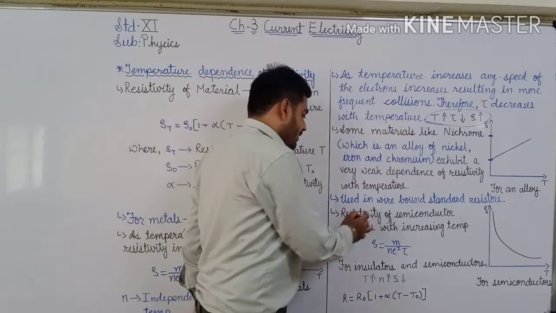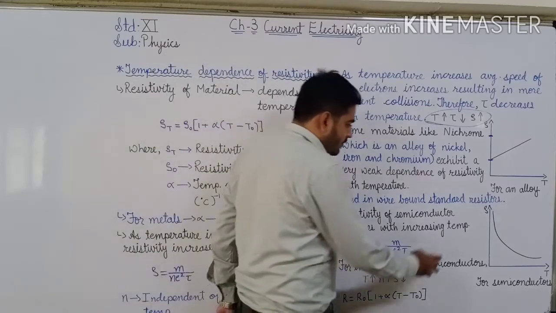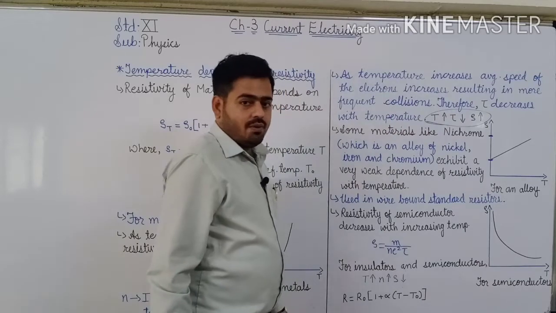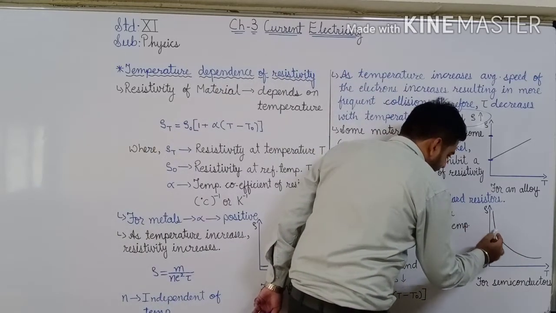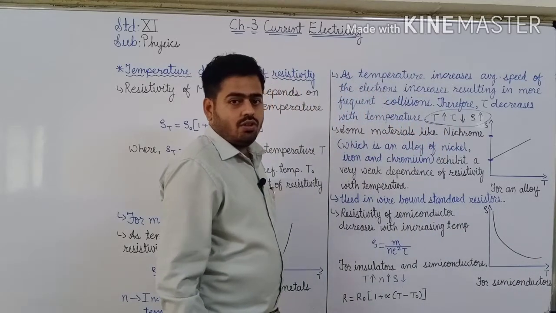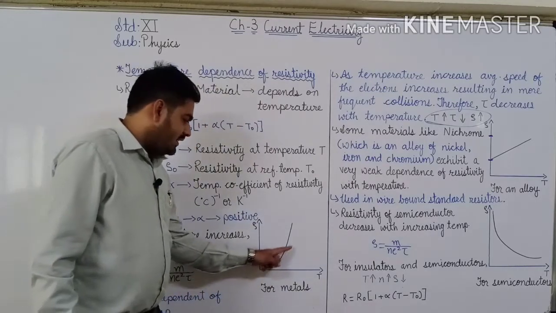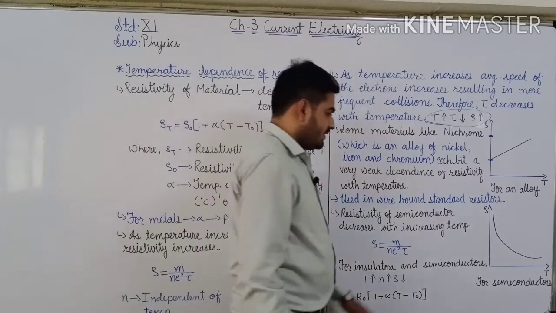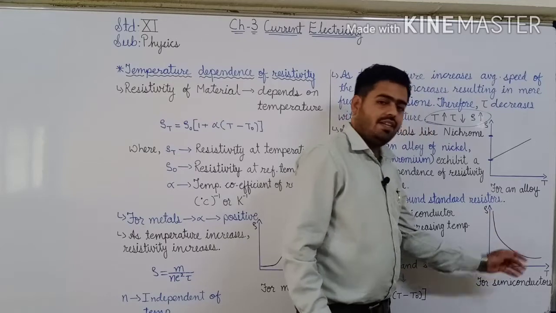Now resistivity of a semiconductor decreases with increasing temperature. Here I have drawn the graph of resistivity versus temperature for semiconductors. From this graph it is clear that as temperature increases, the value of resistivity decreases. तो यहाँ पे उल्टा होता है, कंडक्टर्स में क्या हो रहा था, as temperature increases value of resistivity increases, but for semiconductors as temperature increases value of resistivity decreases.